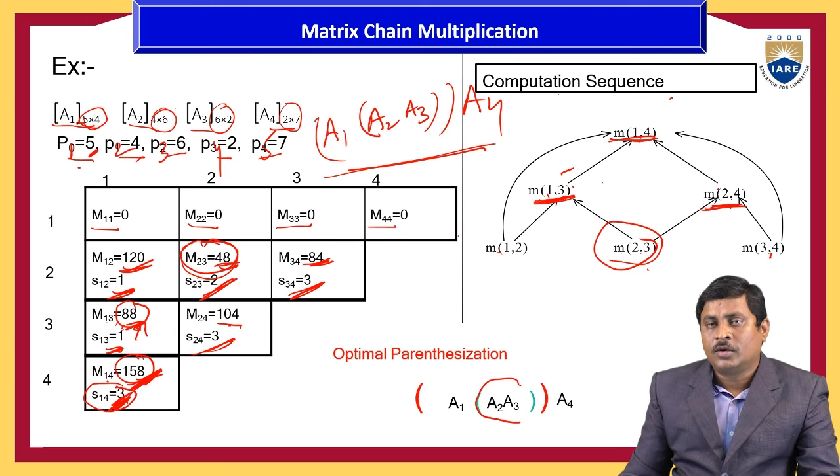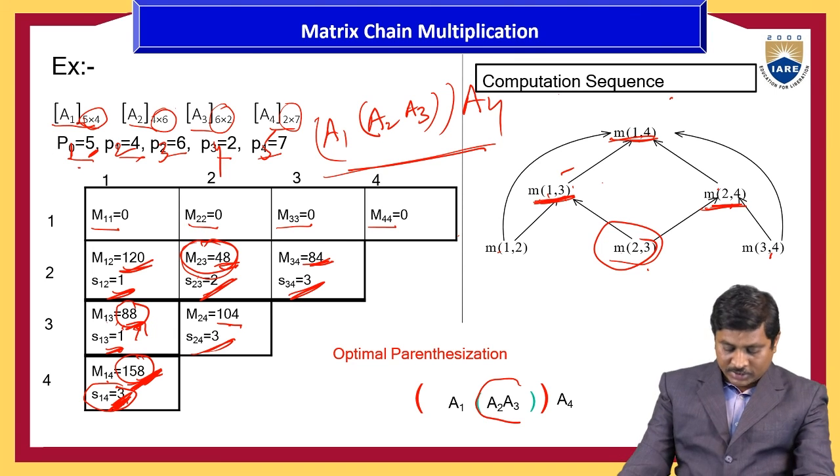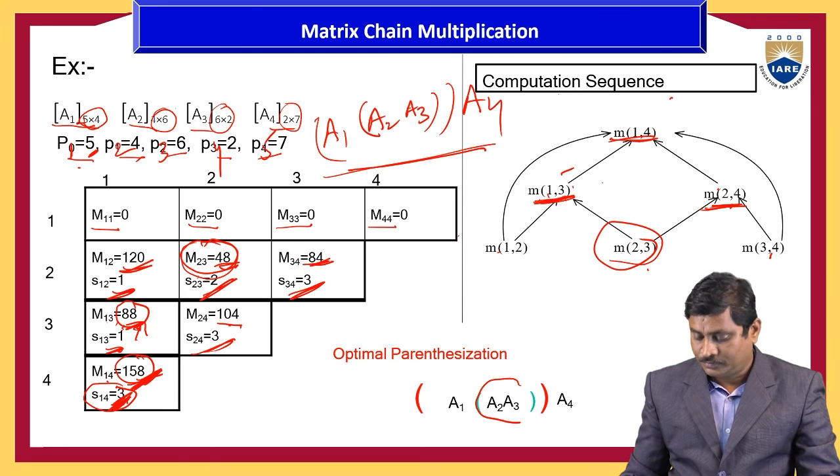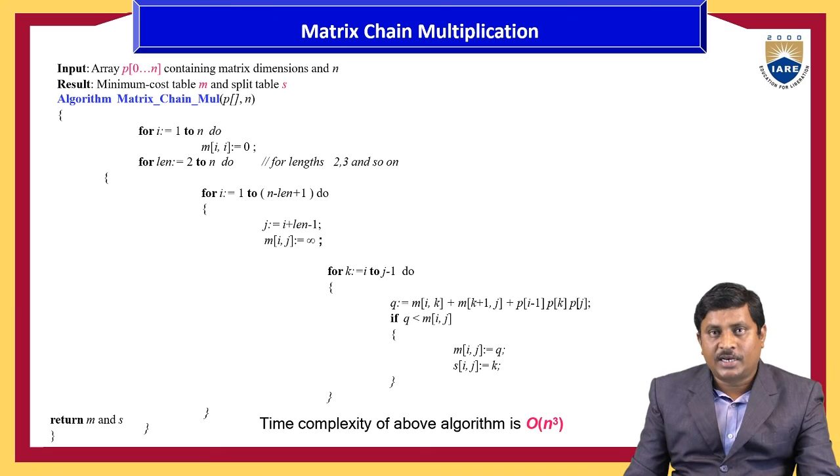So in this way we multiply. It takes fewer scalar multiplications. It takes less time to multiply the matrices. It takes less memory space to store the multiplication values in memory. So this is the algorithm.